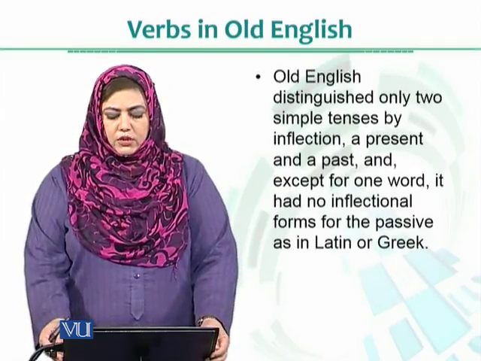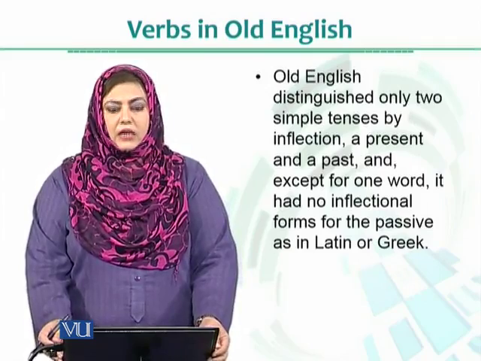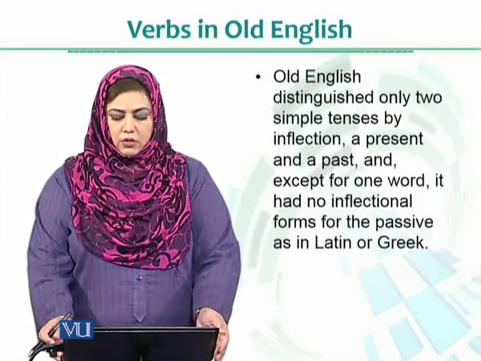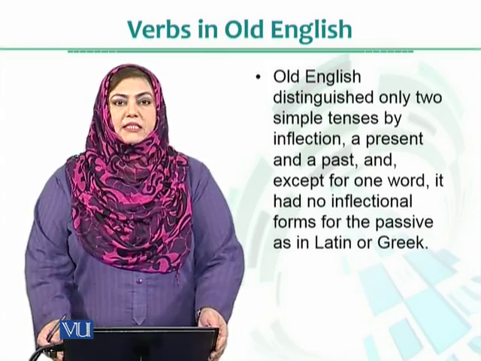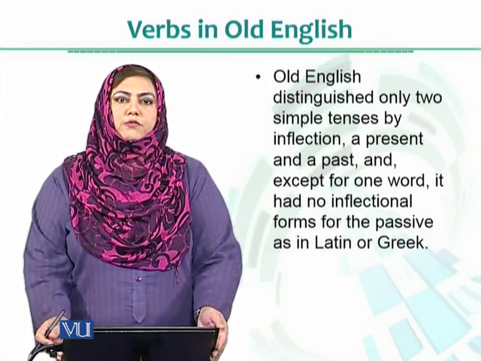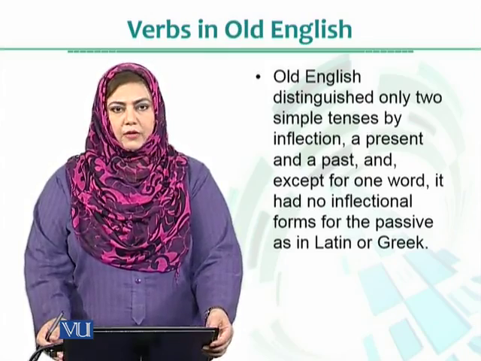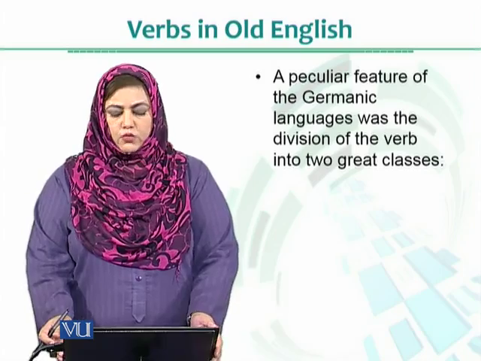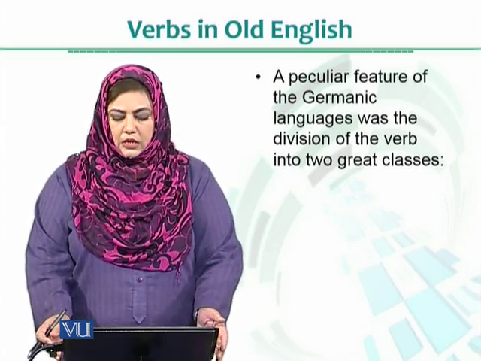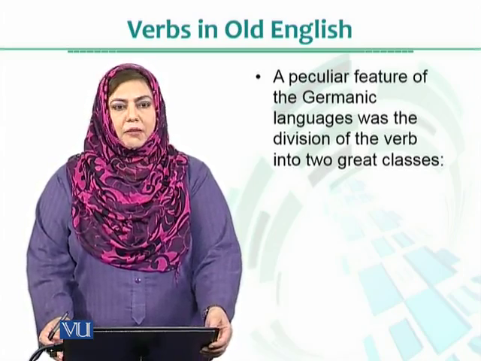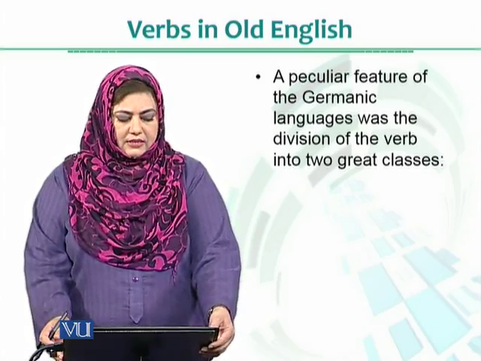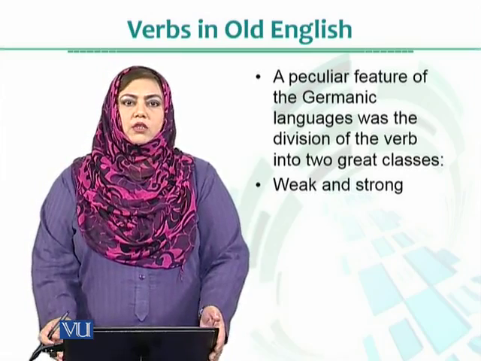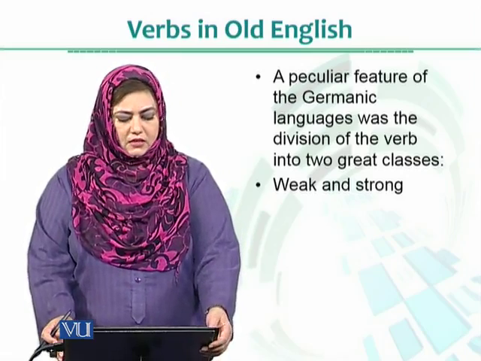Old English distinguished only two simple tenses by inflection, a present and a past. And except for one word, it had no inflectional forms for the passive, as they were very frequently present in Latin and Greek. A peculiar feature of the Germanic languages was the division of verbs into two great classes, and I would elaborate on what these classes were and how they operated. This main division was of weak verbs and strong verbs.